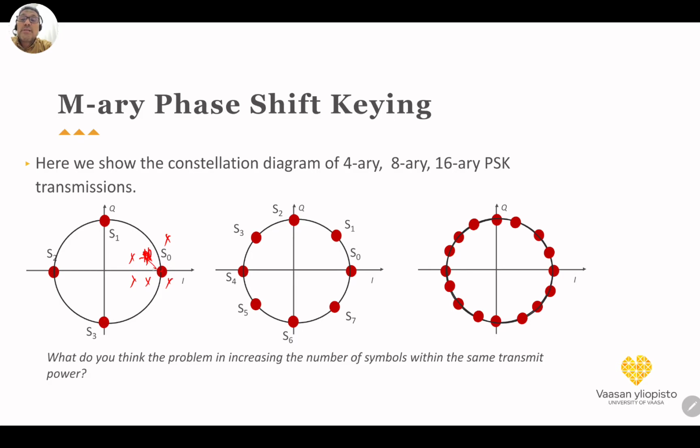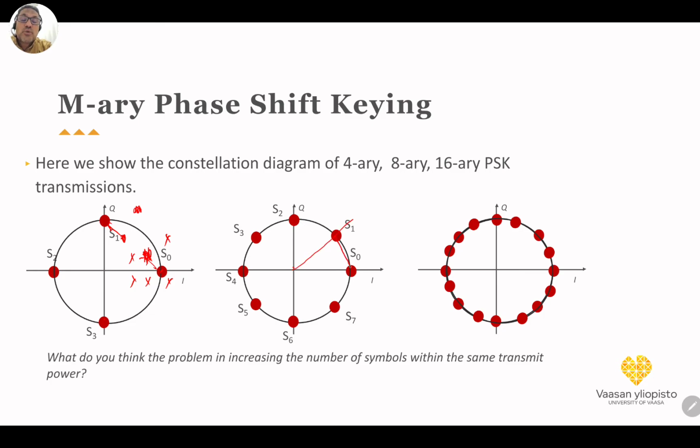But if the noise was a little bit larger, so that you sent S0 but received something here, or you might receive it here, in this case your receiver measures the distance and finds that this one is closer to S1 than S0. So it will detect in error that the transmitted symbol was S1, but actually it was S0, not S1.